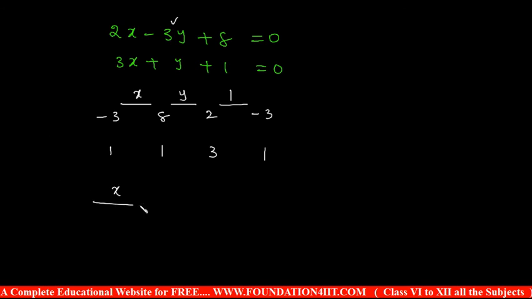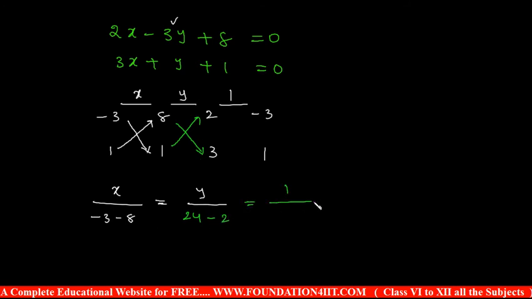Now x divided by, here is a cross multiplication. So this into this and this into this. x by minus 3 into 1, minus 3, minus 1 into 8, 8, is equal to. Similarly keep y divided by, again the same, this into this: 8 3s are 24, minus the cross multiplication, 1 into 2 is 2, is equal to 1 by, the same, 2 into 1 is 2, minus 3 into minus 3 is minus 3, already minus is there, plus 9, 3 into 3 is 9.